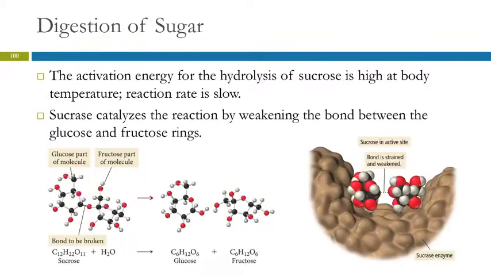Mm-hmm. So the sucrase in this situation is the enzyme? The sucrase is the enzyme. Yeah. So there's different types of enzymes in our body that do different things? Yeah, you have a gazillion enzymes in your body. Most enzymes catalyze one specific reaction, but some of them can act on more than one substrate. And they're created in our body? Yeah, your body makes them.